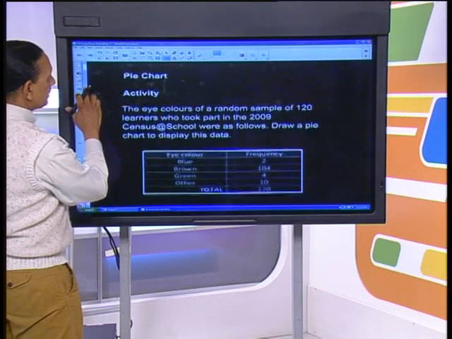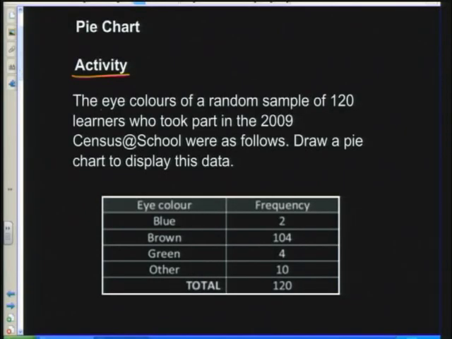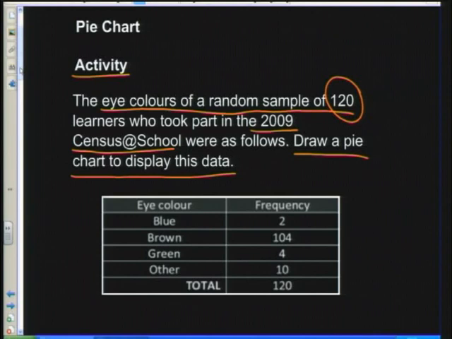Right. Let's look at another activity. The eye colors of a random sample of 120 learners, so that should be your whole, isn't it? Who took part in the 2009 census school were as follows. You must draw a pie chart to display this data. So there's the data given.